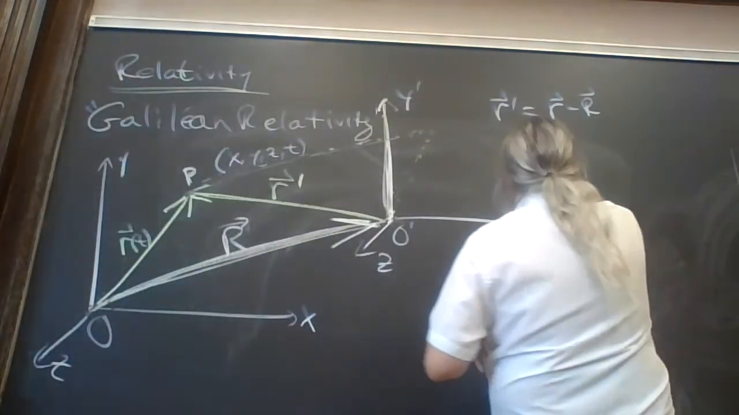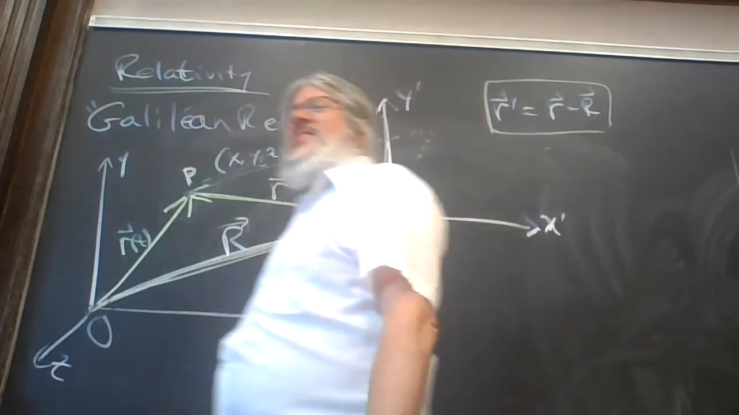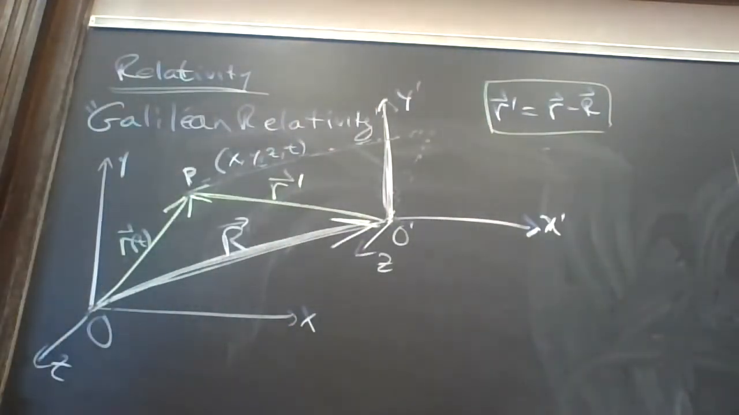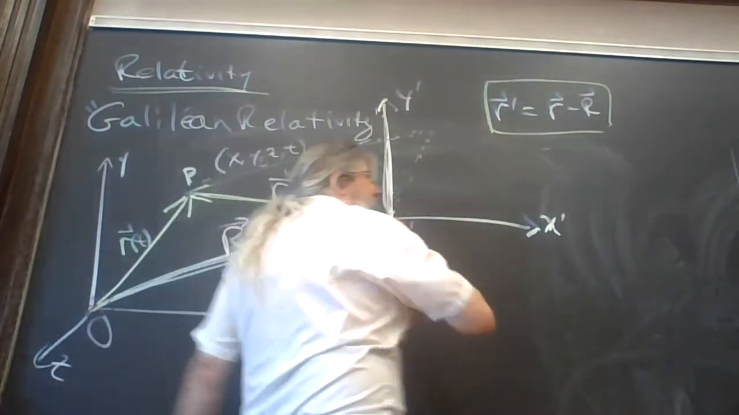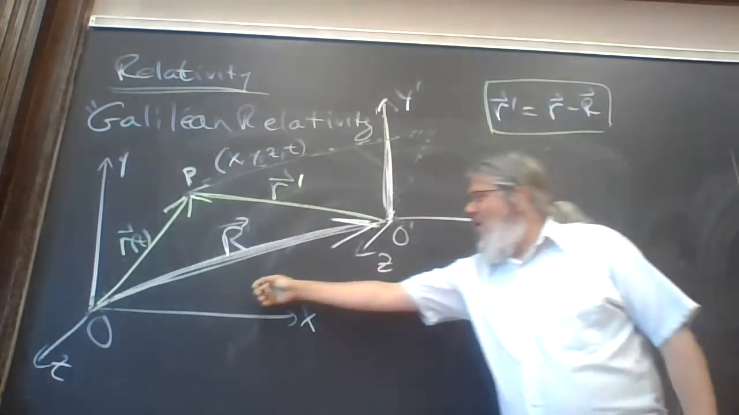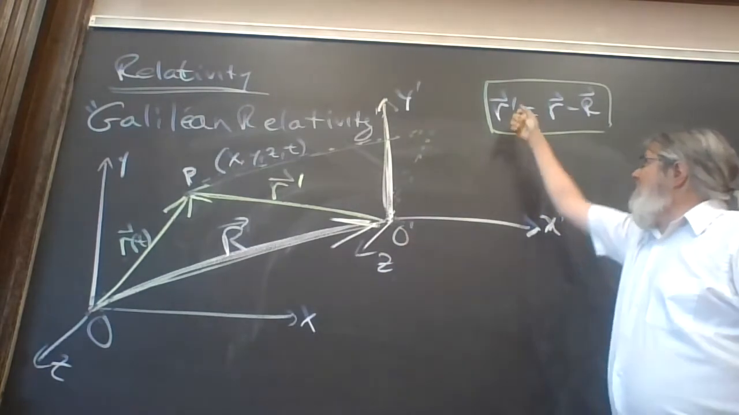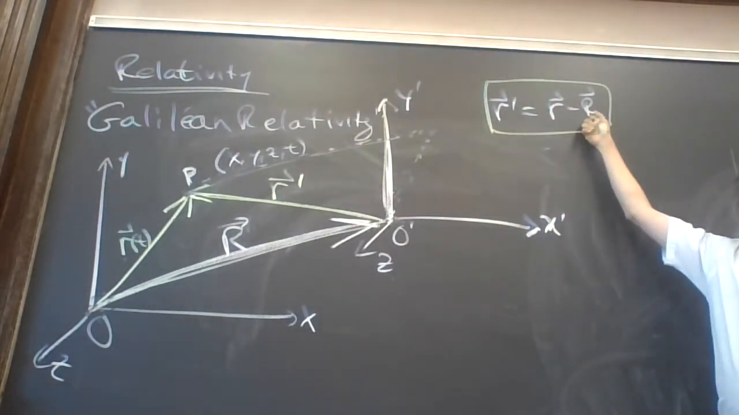Okay. So this is quite general. If I want to transform from one coordinate system to another, I do subtraction. What do I subtract? I subtract the vector that gets me from the original to the transformed system. In other words, this is the old, this is the new. To get the new position from the old position, I subtract the difference between the coordinate systems. Okay.